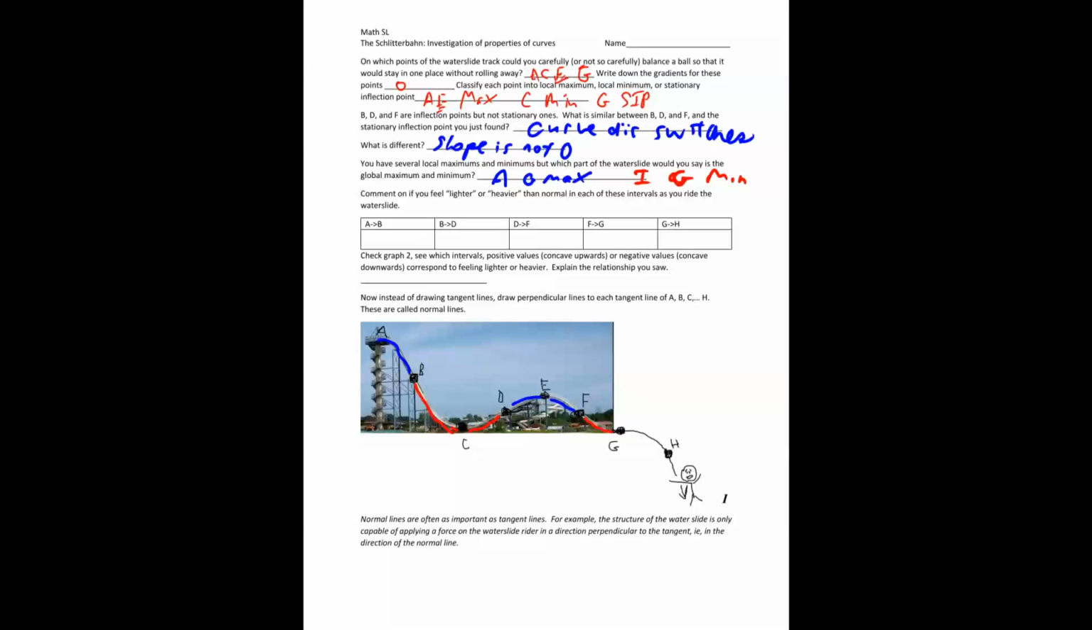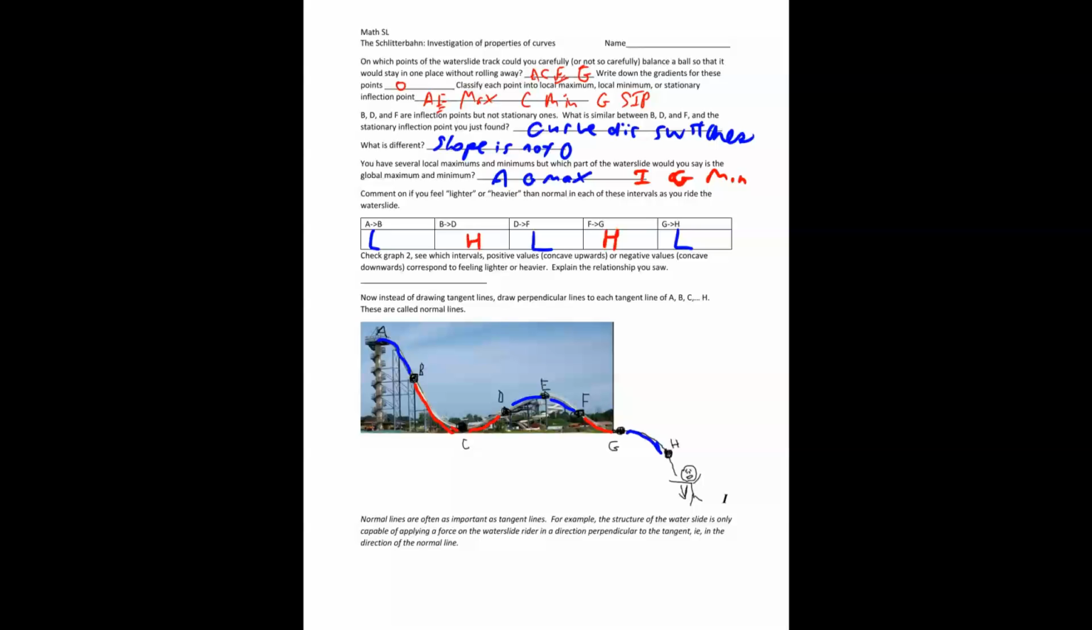And then as you slow down here, because it's getting flatter, you feel slightly heavier. And then as you tip over the edge, just like when you tip over that first edge, all of a sudden you feel lighter again. Okay? So let's mark A through B is lighter. D through E is lighter, and G through H is lighter. And B to D is heavier, and F through G is heavier.